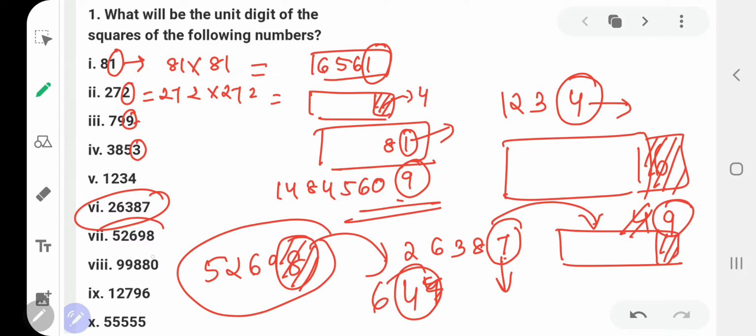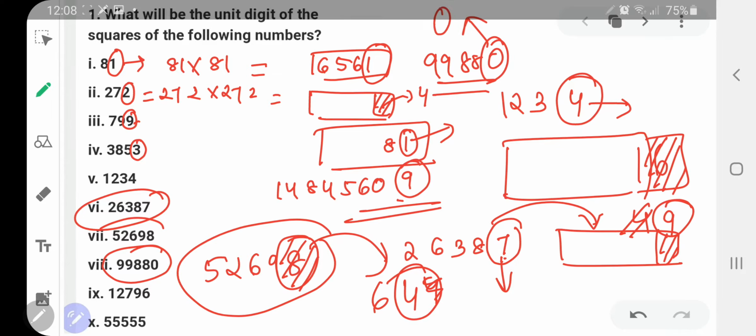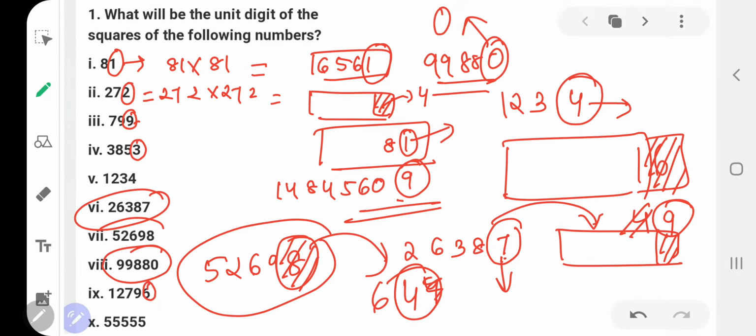Then you have 99880. Your last digit is 0 and 0 squared is 0 only. So when you take the square of this big number 99880, you will get the unit digit of the square number also 0. Then you have the last digit of 12796 as 6. So you will notice 6 squared is 36. So when you square this big number, the unit digit of that big number's square will also be 6.